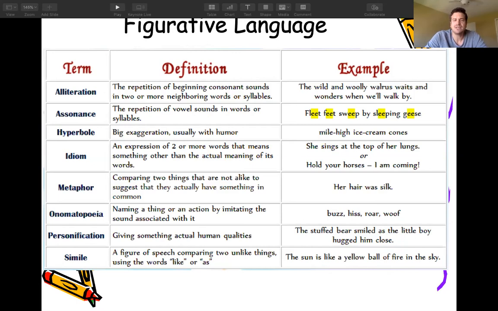Onomatopoeia, name something by imitating the sound: buzz, hiss, roar, woof. Personification, giving something human qualities that is not human. The stuffed bear smiled as the little boy hugged him close. And a simile, figure of speech that compares 2 unlike things using like or as. The sun is like a yellow ball of fire in the sky.